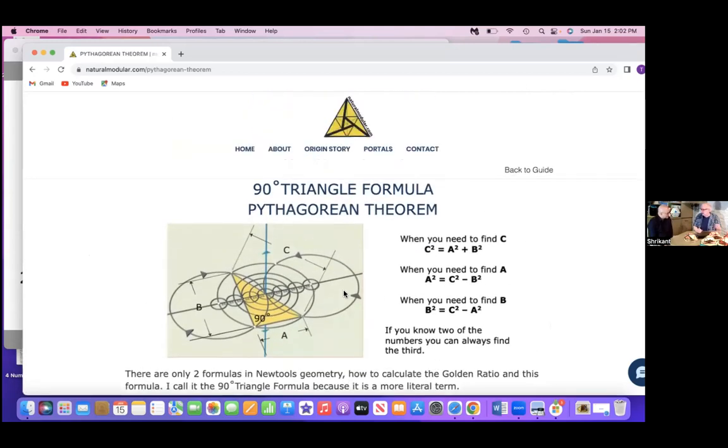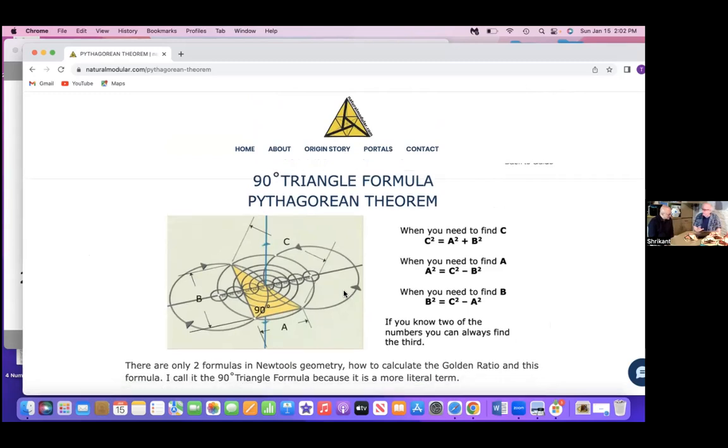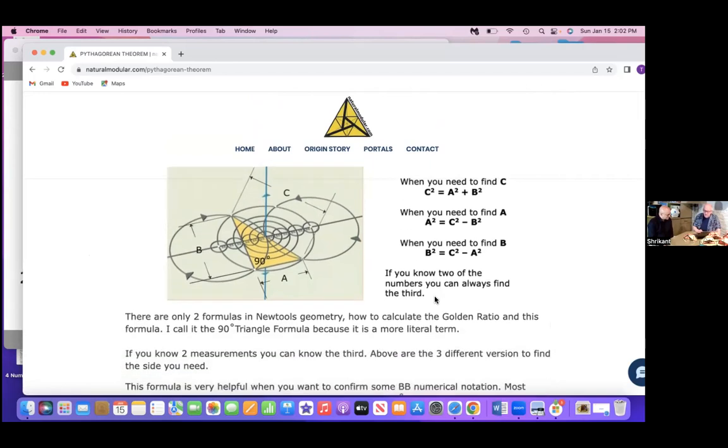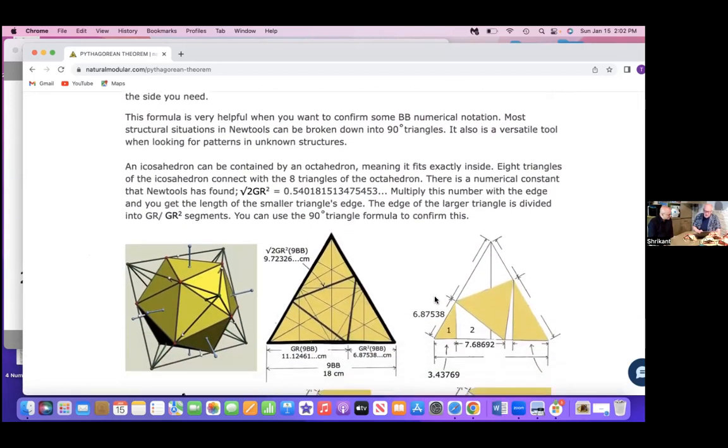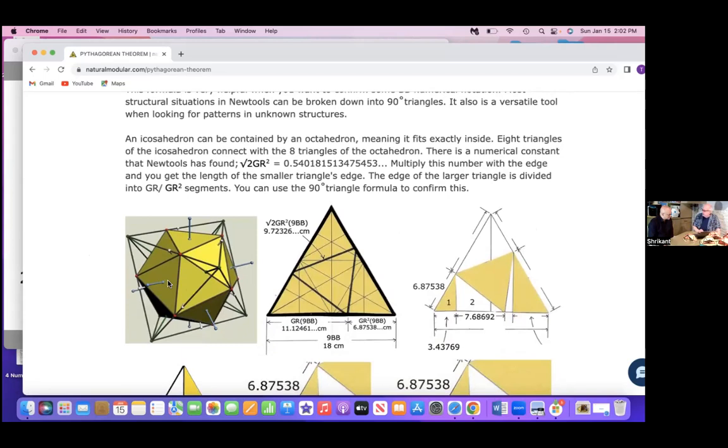And then lastly is the Pythagorean theorem, I call the 90-degree triangle formula. This is so helpful in figuring out all sorts of things. And here's, if you need C, here's the formula, you need A. It's pretty self-explanatory. So here is the icosahedron that fits inside the octahedron.